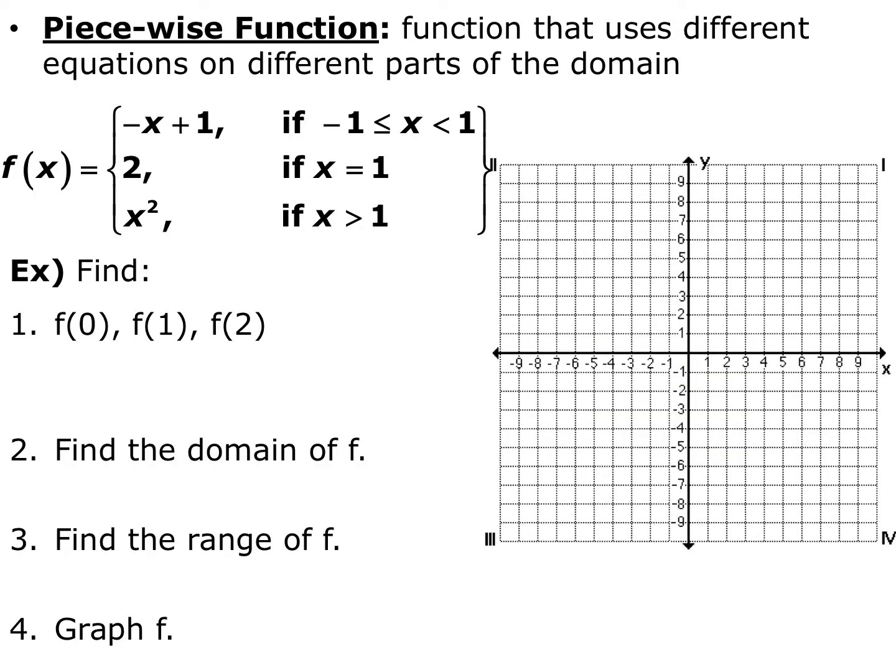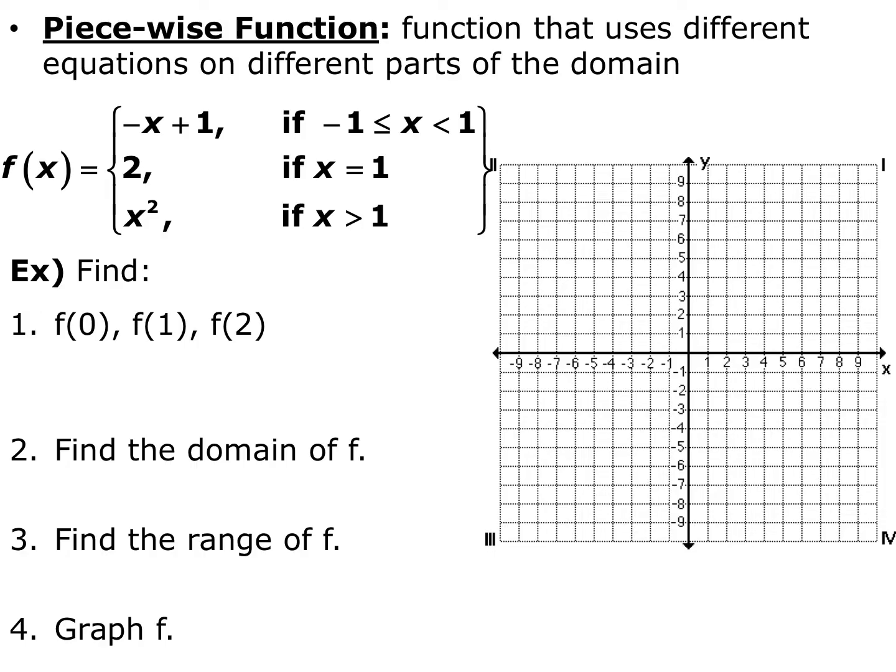A piecewise function is a function that uses different equations on different parts of the domain. So for example, f of x equals negative x plus 1 if negative 1 is less than or equal to x is less than 1. So it looks like this graph, but only on this section of x's. And then f of x equals 2, but only when x equals 1. And f of x equals x squared, but only when x is greater than 1. So on different parts of the domain, the function is going to behave differently.